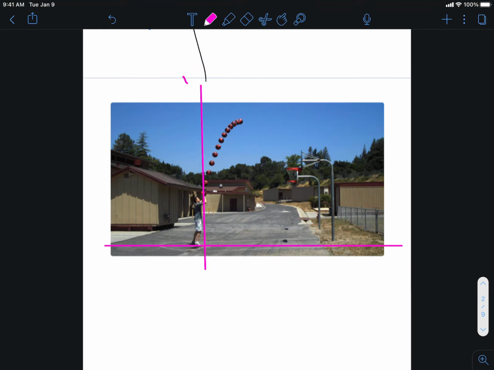Okay, we're gonna have a y-axis and an x-axis. Okay, x is gonna be what we're gonna call horizontal distance. Okay, y is gonna be height. How high did the ball go? So what we're going to try and do is contextualize.